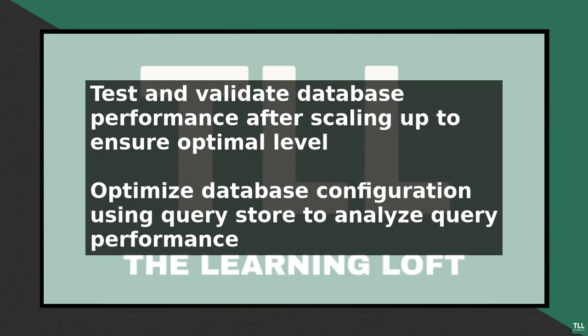It is also recommended to test and validate database performance after scaling up to ensure that the required performance level is met. In summary, scaling Azure SQL up involves identifying your current service tier and performance level, determining the required performance level, and selecting the desired service tier and performance level. By following these steps and best practices, you can ensure optimal performance and scalability for your Azure SQL database.